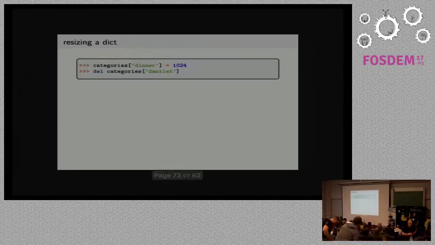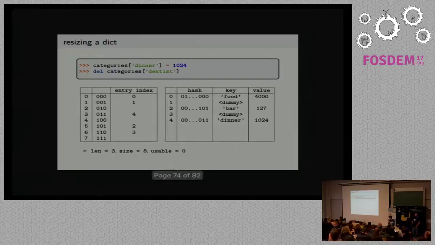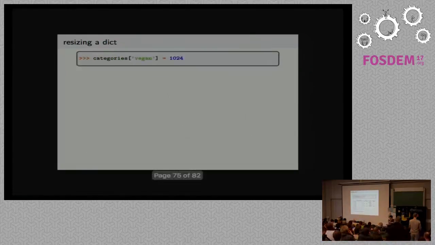So let's keep on moving and just add a new category and delete one category. This gives us this state. The length is 3, the size is 8, and the usable fraction is 0. So what if now we want to add another category? We don't have space anymore, so we have to resize the dictionary.